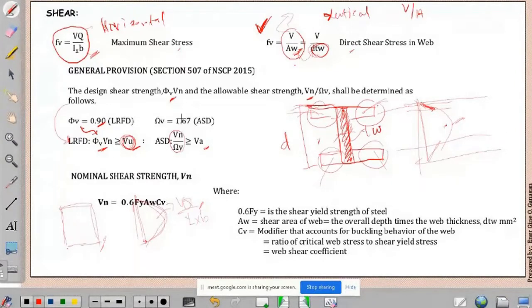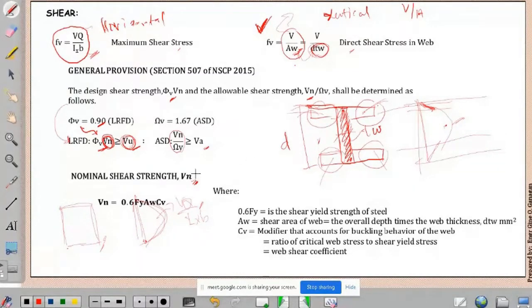Okay? So, ang problema natin dito, yung ating Vn. Nominal na naman. So, ito yung ating nominal shear strength. So parehas rin lang sa flexure, ang hinahanap din natin yung nominal moment, kasi yan yung kailangan natin sa ating analysis and design. So dito naman sa shear strength, ang kailangan nating hanapin is the nominal shear strength, yung Vn.